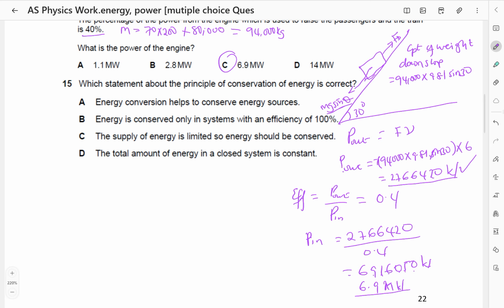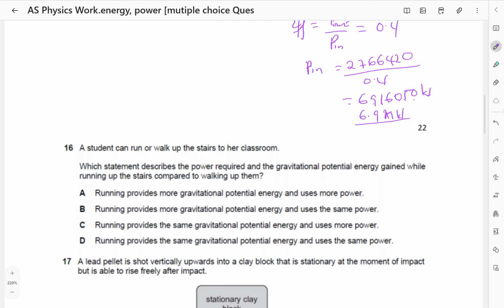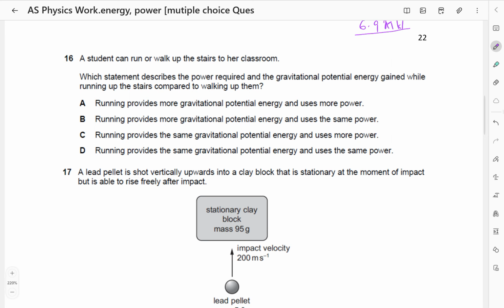Which statement about the principle of conservation of energy is correct? We know that total energy is always constant. The total amount of energy in a closed system is always constant, so the answer is automatically D without wasting time. A student can run or walk up the stairs to her classroom.